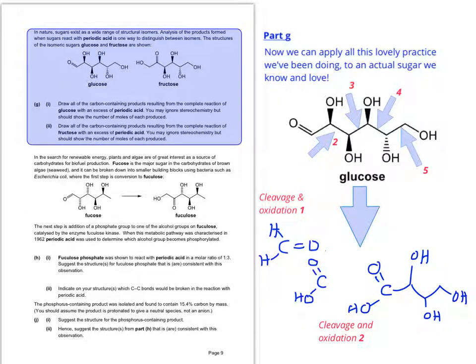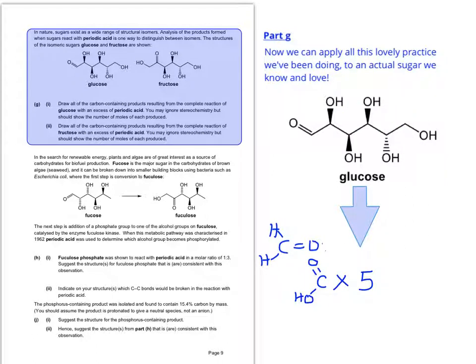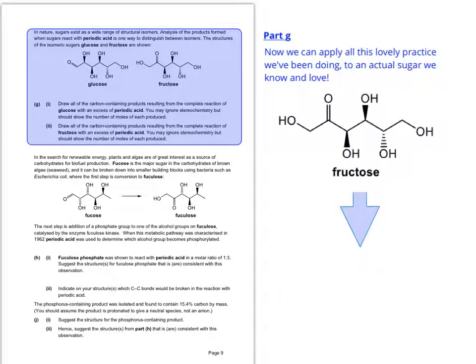So you can work out what's going to happen now at 3, 4 and 5, because we've done cleavage and oxidation 2, and you'd get basically 5 of those molecules. So now we do the same for fructose. Exactly the same task, same approach, except this time I'm not going to annotate the diagram. I'm going to speed it up a little bit and just simply draw out the products.